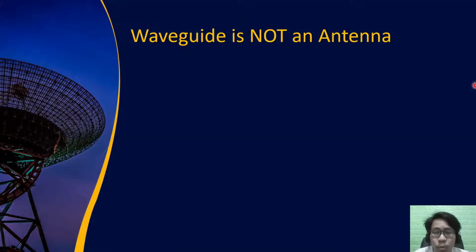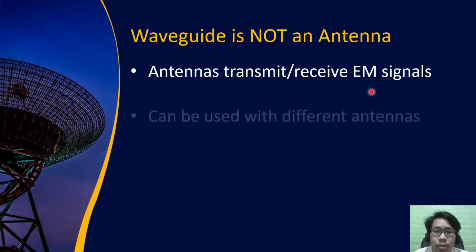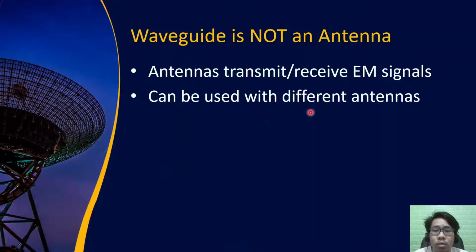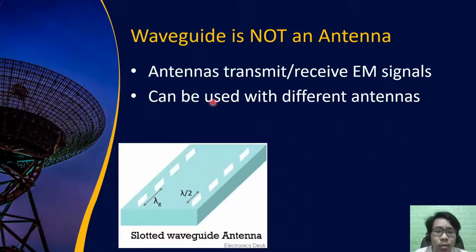So we should take note that a waveguide is not exactly an antenna. That is because the definition of antennas is that they transmit or receive electromagnetic signals, whereas the waveguide just guides the propagation of these EM signals. However, waveguides can be used with different antennas. For example, we can combine the waveguide with a slotted antenna, which is called a slotted waveguide antenna.